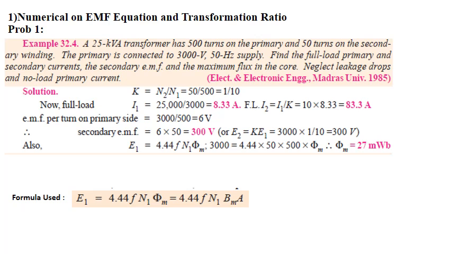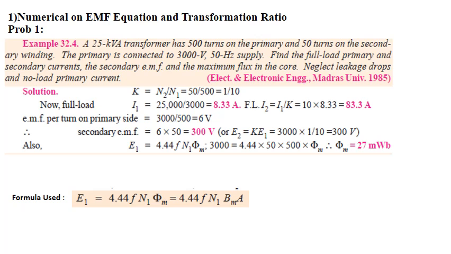Let us proceed with the numerical on EMF equation and transformation ratio. This numerical I have taken from the book on Electrical Technology by B.L. Thareja. The rating of the transformer is given to be 25 kVA. Number of primary turns are 500. Number of secondary turns are 50. The primary is connected to 3000 volts, that means V1 is 3000, and frequency is 50 Hz. We are supposed to calculate the full load primary and secondary current. Also we have to calculate the secondary induced EMF, that is E2, and the maximum flux in the core.